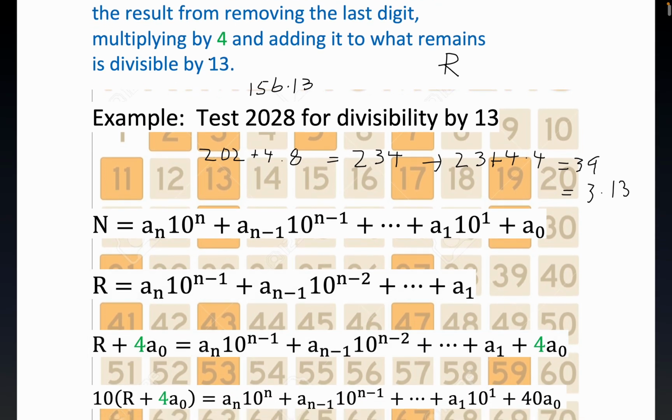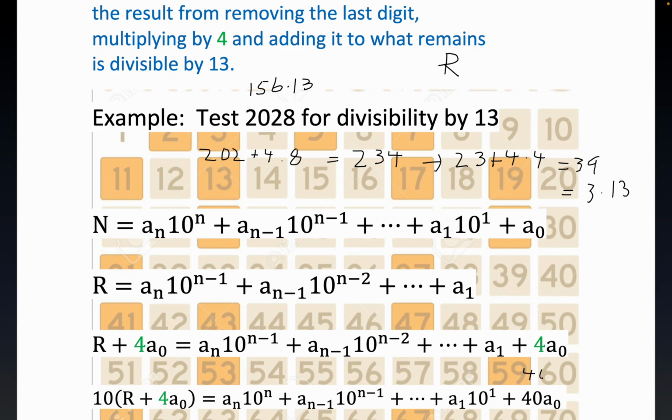I tried to color code this for you folks. This is 4, color-coded green. So this is what remains plus 4 times the last digit, so I just write that down. Now we get a little bit stuck here, but you'll notice that if you multiply through by 10, something favorable happens. You get n right here. This is mainly n except for the 40 a sub 0. This a sub n times 10 to the n is exactly our original number, except we have a 40 a sub 0 right here.